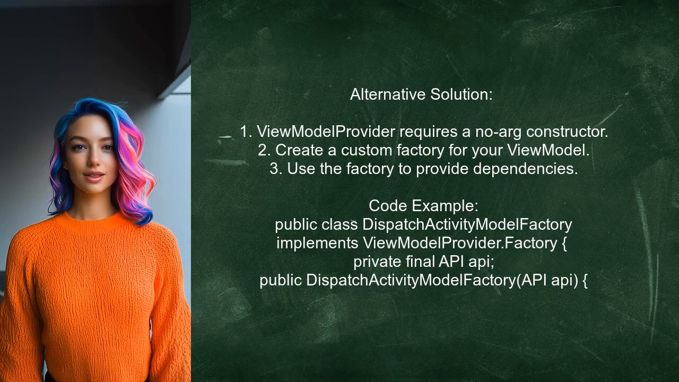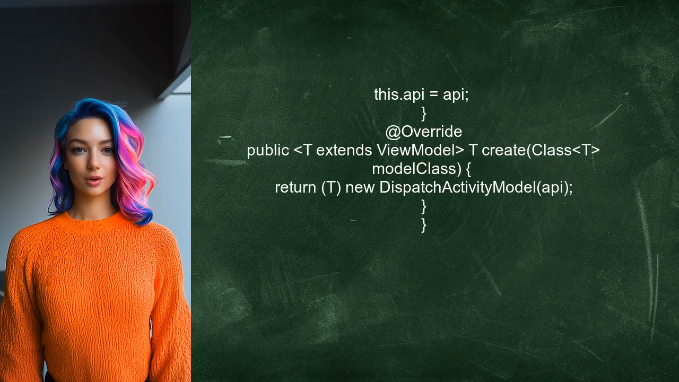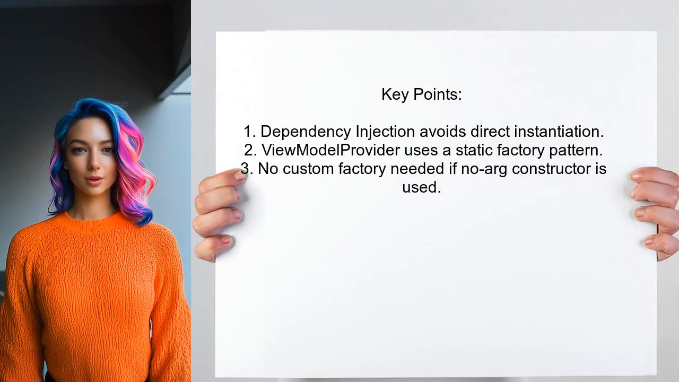This user points out that the ViewModel cannot be injected directly because the default ViewModel provider factory requires a no-argument constructor. Since your dispatch activity model has a parameter in its constructor, you'll need to create a custom factory to handle the injection. The user emphasizes that dependency injection is meant to avoid using the new operator directly. Since the ViewModel provider already uses a static factory pattern, if you don't need a custom factory, you don't need to inject one.